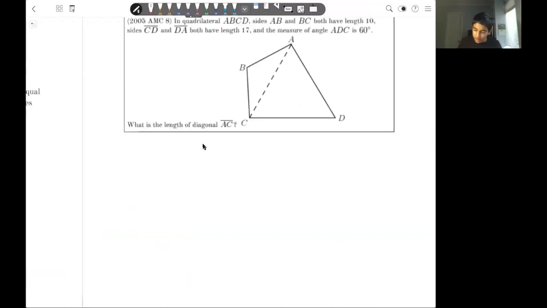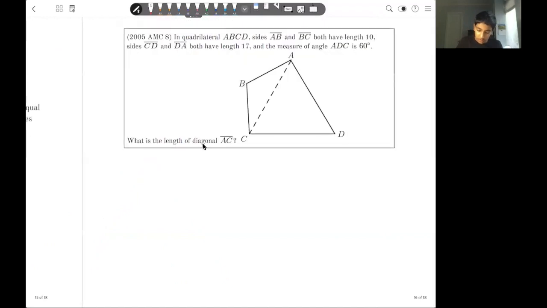Okay, let's try a couple of examples. In quadrilateral ABCD, AB and BC have a length of 10, CD and DA have a length of 17, and angle ADC is 60 degrees. So this is 10, that's 60, and we know CD and DA are both 17. We have to find what AC is. This is actually kind of a troll problem because this information is irrelevant, it doesn't matter. I'll explain why in a minute.